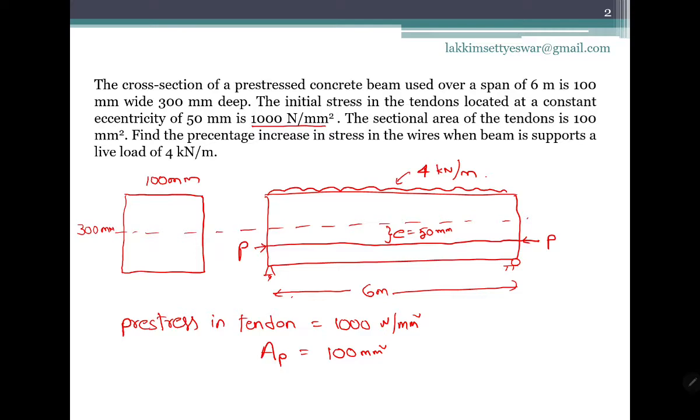So to calculate the increase in stress, first we need to calculate the rotation due to pre-stress and rotation due to live loads and dead loads. So first we need to calculate rotation due to pre-stressing force and rotation due to transverse loads. The net rotation comes from difference between rotation due to live loads and pre-stressing force. This is net rotation. From this rotation we can calculate the elongation.